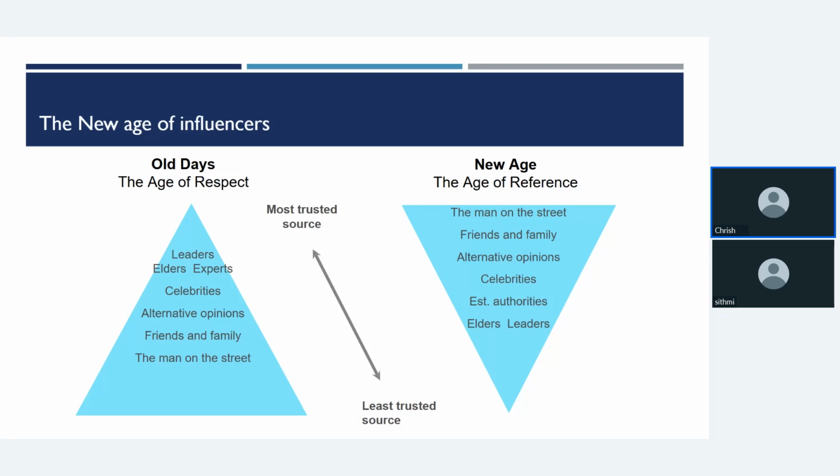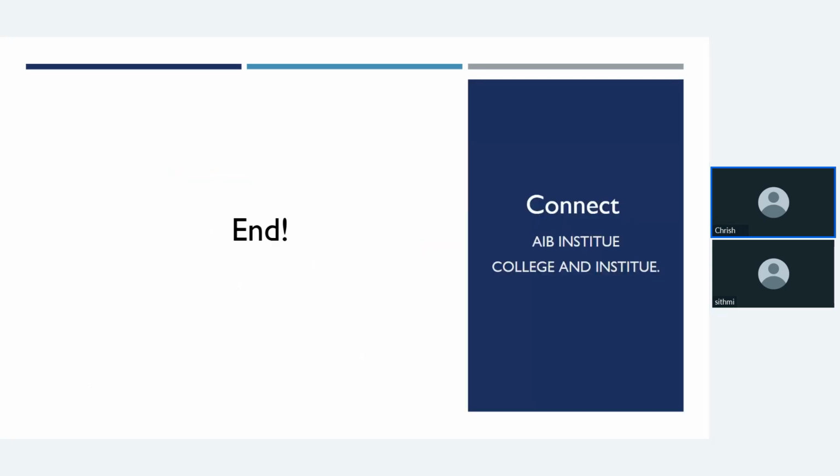So today, the man on the street who doesn't have qualifications is trusted more than people who are very much qualified. If you go towards Reddit, if you go towards different platforms, you can see, right?